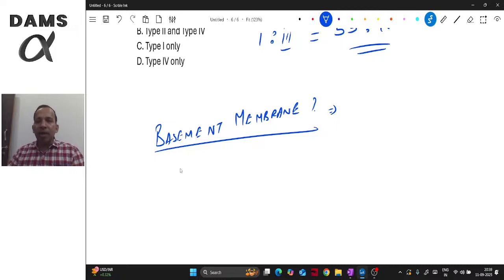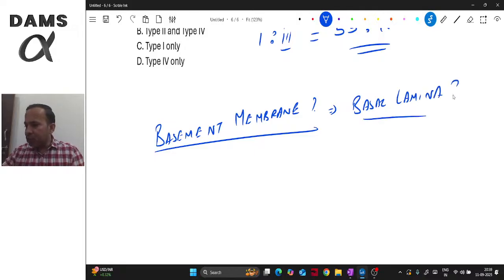Which collagen fibril is found in the basement membrane, or to be more specific, is found in the basal lamina? Right? Which collagen fibril is found in the basal lamina, and the correct answer is type 4, isn't it?